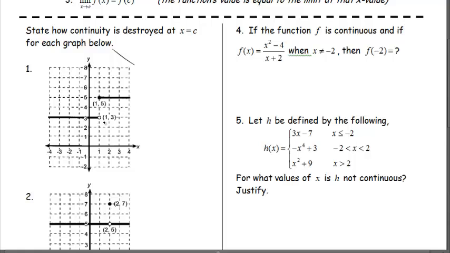Okay, we can clearly see we have a jump discontinuity at x equals 1. So that means that part 2 fails. Okay, so you don't want to just say part 2 fails. You want to be more specific. You want to talk about the left limit and the right limit.